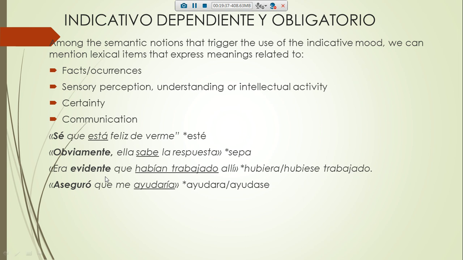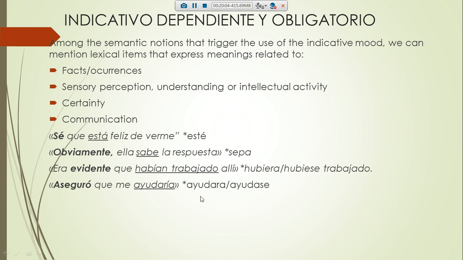Era evidente, this time we have an adjective that again denotes certainty. Era evidente que habían trabajado allí. You would not use subjunctive mood. Era evidente que hubiese trabajado allí. And finally, the verb asegurar, aseguró que me ayudaría. No, aseguró que me ayudara. However, if this was in the negative, no aseguro que me ayudara. And it would be the negative adverb no that would trigger the use of the subjunctive mood.